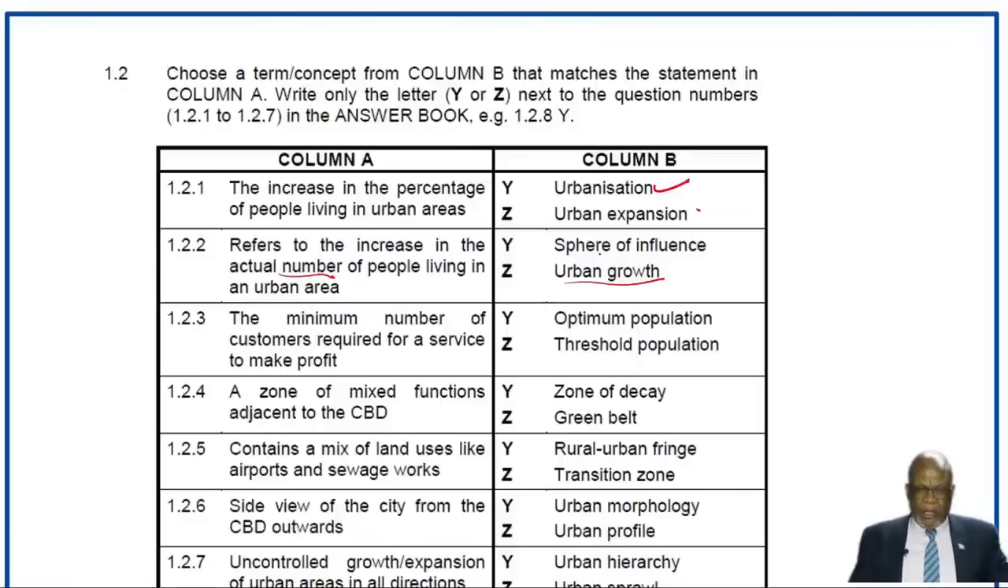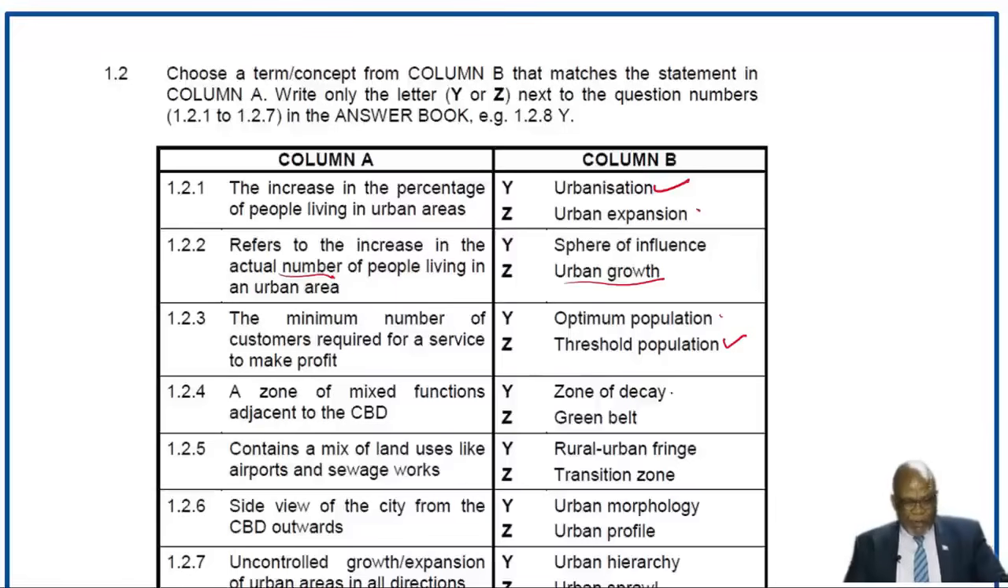We know the sphere of influence is where the business draws customers from. The minimum number of customers required for a service to make profit is your threshold population. Your optimum population simply refers to the maximum population that can be found per unit area. And we have a zone of mixed function adjacent to the CBD.